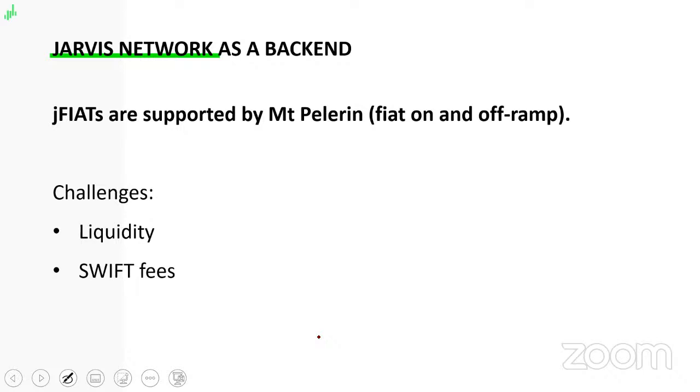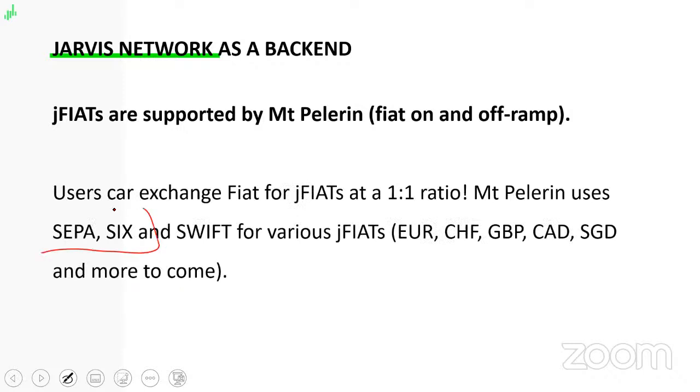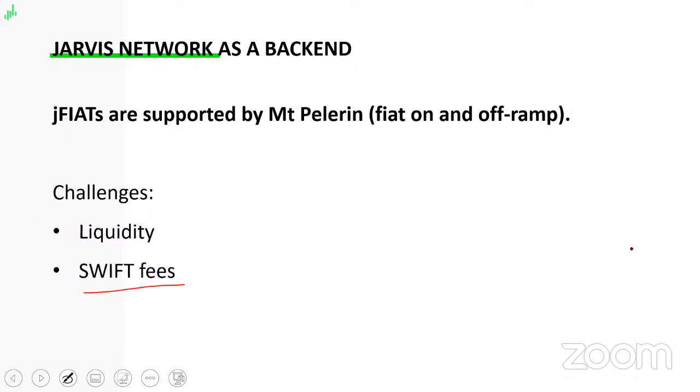Another challenge is the SWIFT fees, because SEPA and SIX are free. So basically, you really have a 1-1 ratio. When you send 1,000 euros, you receive 1,000 J-Euros. But for the currencies that are not in the SEPA or SIX zone, so basically British pound, Canadian dollar, Singapore dollar, they use SWIFT. And I don't know if you know, but SWIFT is ultra expensive. And it's also impossible to estimate the SWIFT fees beforehand. So most of the time it's around 25 something.